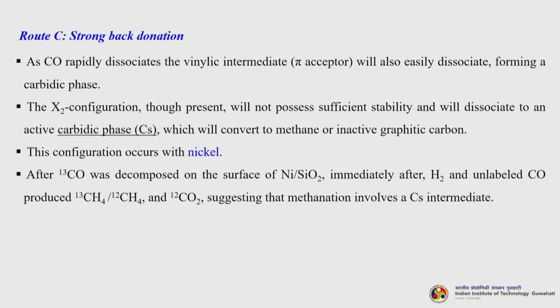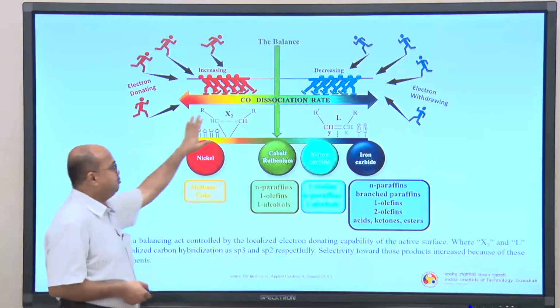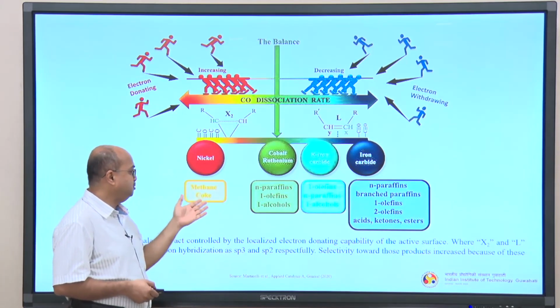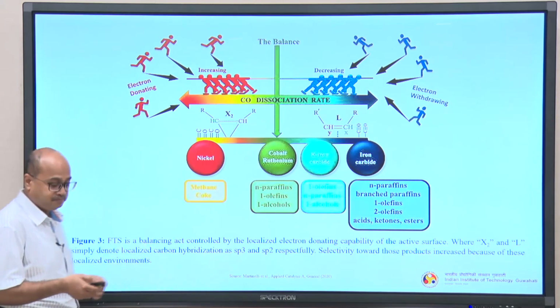Now, route C, the last one, is the strong back donation. As carbon monoxide rapidly dissociates, the vinylic intermediate, which is the pi acceptor, will easily dissociate, forming a carbidic phase. The X2 configuration, though present, will not possess sufficient stability and will dissociate to an active carbidic phase, which will convert to methane or inactive graphitic carbon. This usually happens with nickel catalyst. You can see that the same X2 configuration with the nickel catalyst will result in methane, and coke formation will happen, due to the strong back donation scheme.